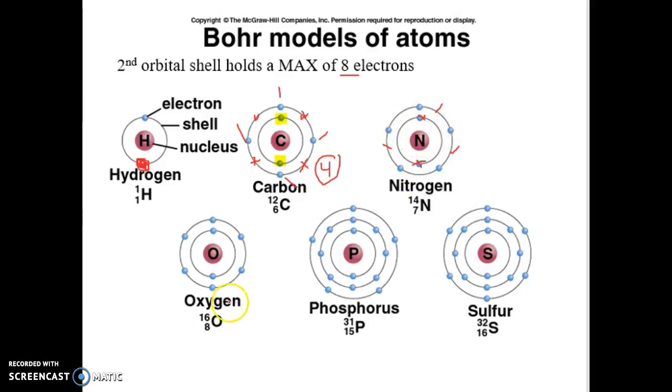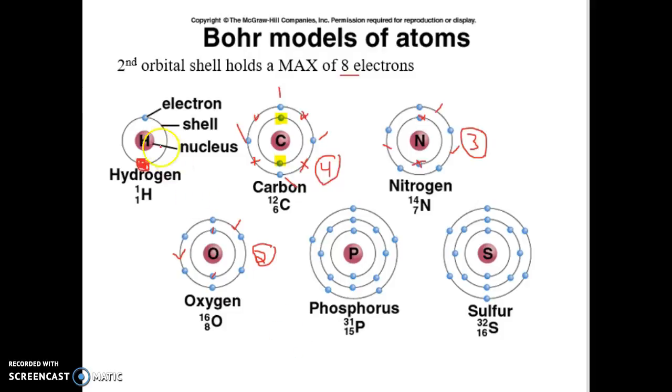Go to oxygen. First shell is complete with 2. 1, 2, 3, 4, 5, 6 in the second shell. Oxygen needs 2 more. So again, nitrogen needed 3. Carbon needed 4. Oxygen needs 2. And then that's going to make oxygen complete. And oxygen is going to have a full outer shell.